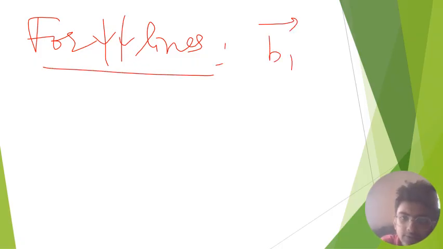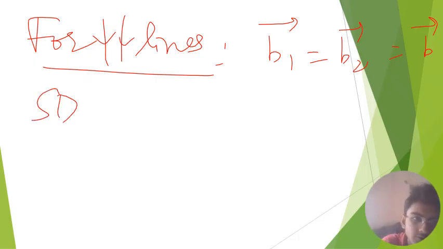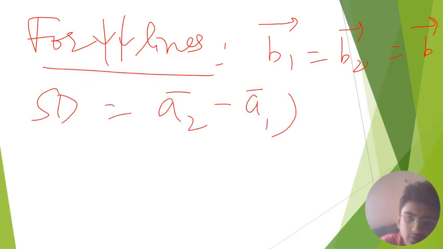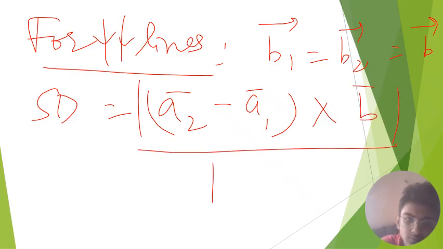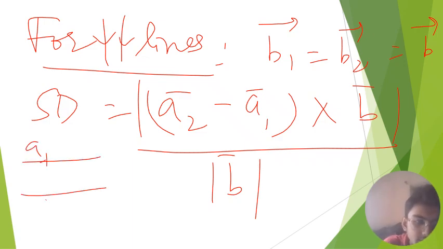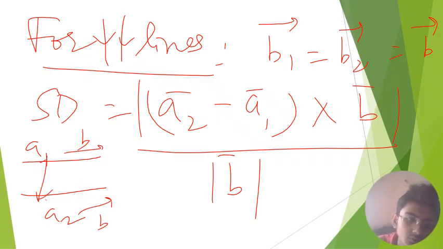Now for parallel lines especially, we don't have two different b1, b2; both are equal to, supposedly, the b vector. For this, the shortest distance is given by a2 minus a1 cross b over mod of b, the magnitude of b. So like this, the parallel lines are there, and this is a1, this is a2, this is a common parallel vector to them. So like this you can write very easily. Okay, so this is the formula to find the shortest distance between parallel lines.